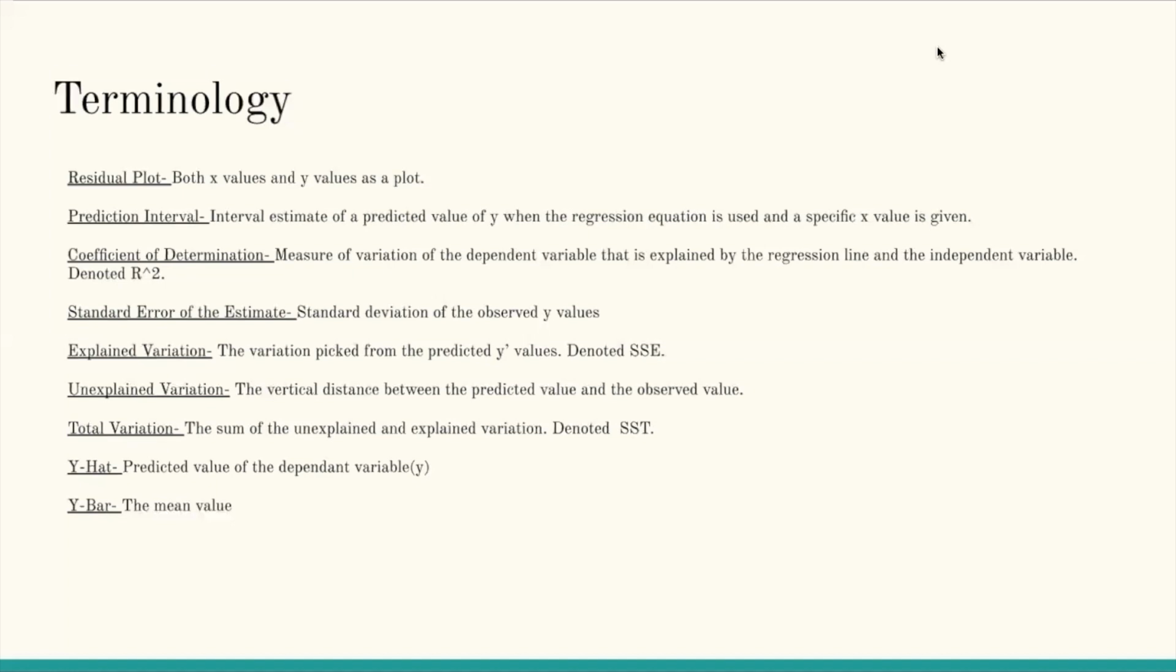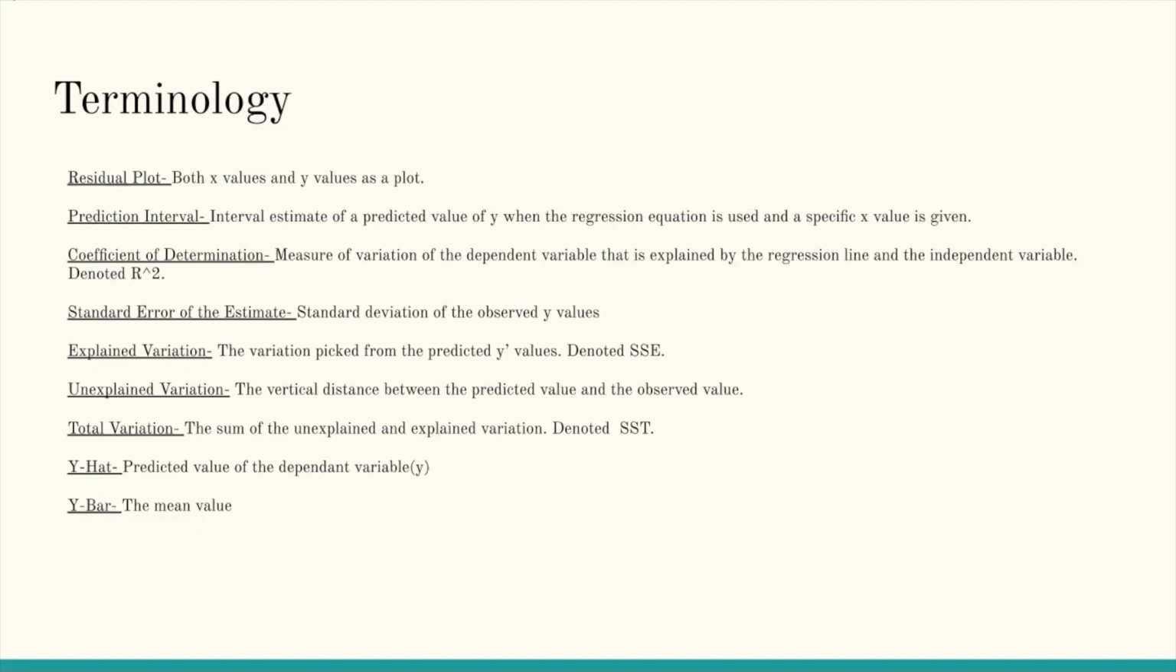So terminology. The residual plot constitutes both x values and y values, and together it forms the residual plot. Prediction interval: the interval estimate of a predicted value of y when the regression equation is used and a specific x value is given. The coefficient of determination is the measure of variation of the dependent variable that is explained by the regression line and the independent variable, and it is denoted r to the second power.